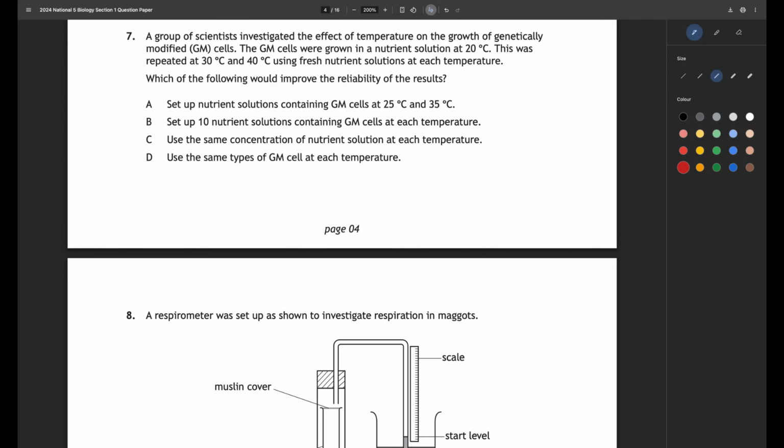Number B is going to be set up 10 nutrient solutions using GM cells at each temperature. That sounds perfect to me. That sounds like the right answer. C, use the same concentration of nutrient solution at each temperature.